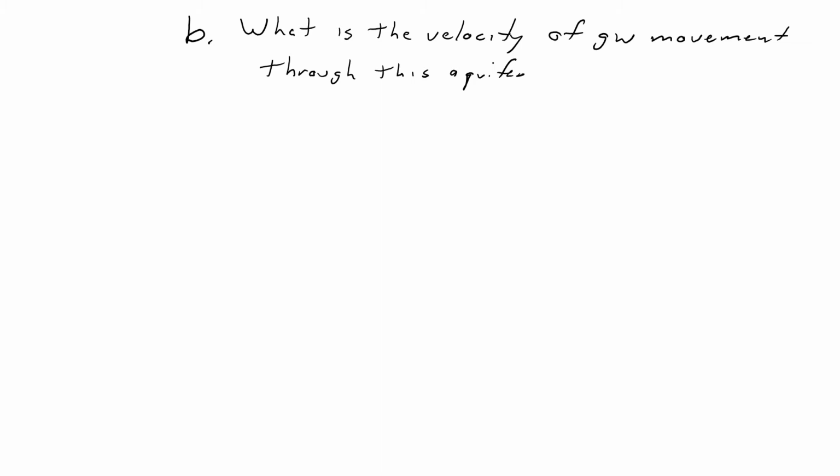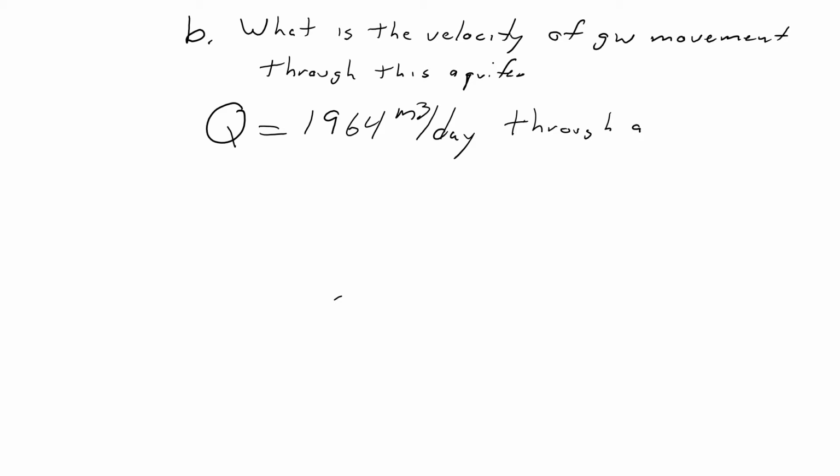Okay, so with this question, what is the velocity of groundwater movement through the aquifer? Just to refresh your memory, in the previous example, we ended up calculating a flow rate of 1,964 meters cubed per day. And that's through a 33 by 7,000 meter cross-section in your aquifer. That's how much water it passed per day. So the question I'm asking you now is, how fast is it moving?